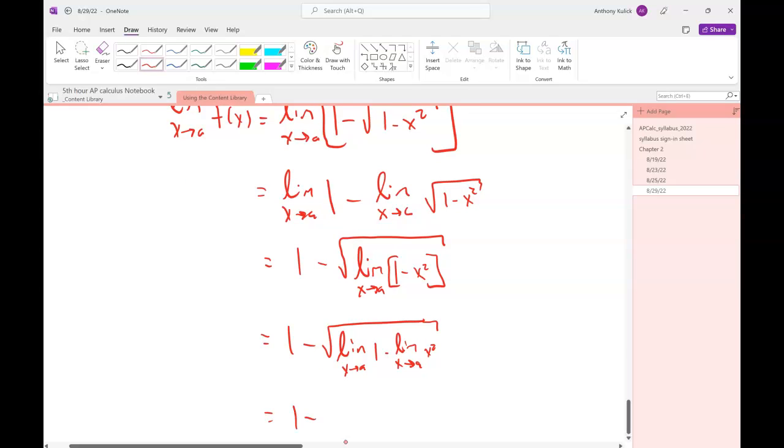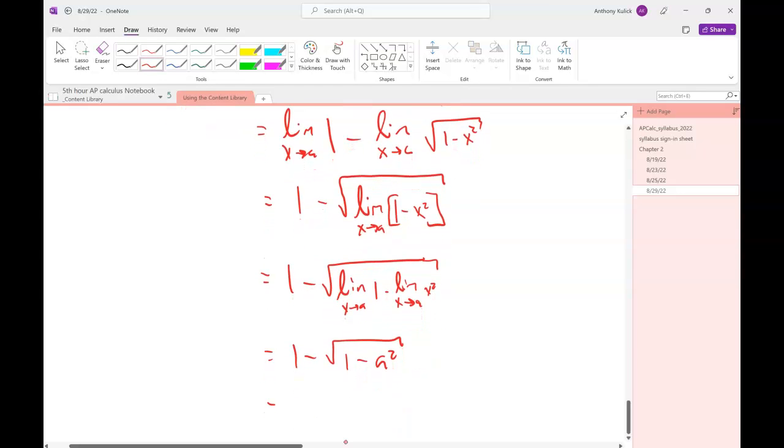And now if I evaluate, I have 1 minus a squared. And what is this equal to now? That is specifically f of a. If I plug a in for f of x, I would get exactly that. So we're done.